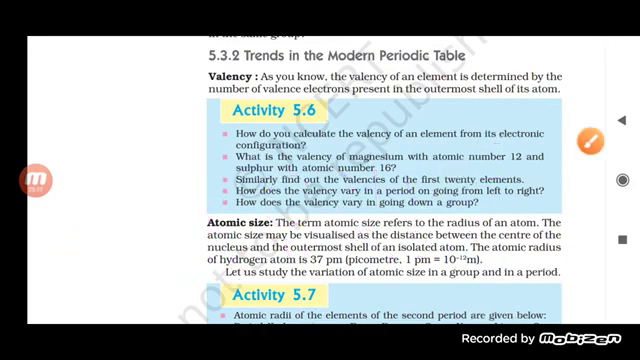How does the valency vary going down a group? So valency does not vary in a group. The number of valence electrons is the same, so valency will also remain the same. Okay.